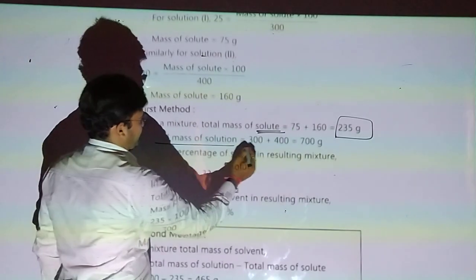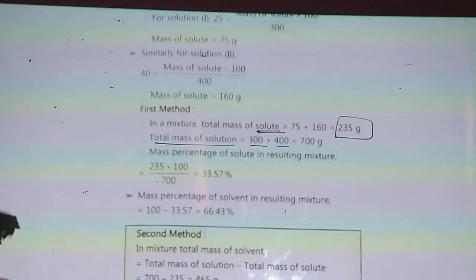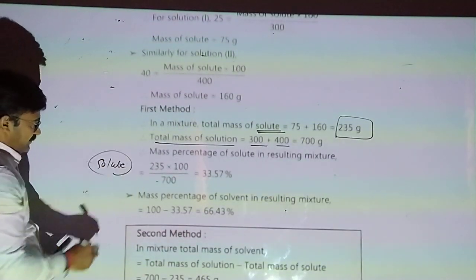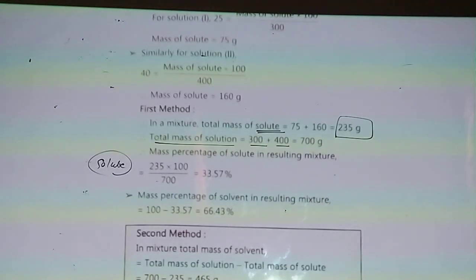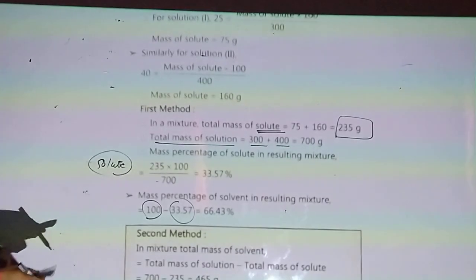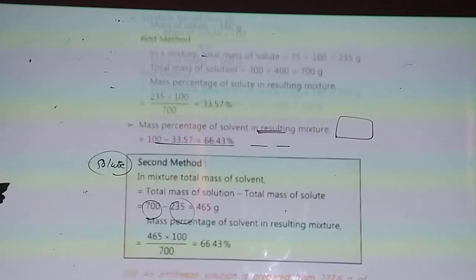Now total mass of solution, 300 plus 400, the total mass of solution is 700. So mass percent of the solute in the resulting mixture: 235, the mass of solute, into 100 upon 700, it gives 33.57. This is the mass percent of the solute. For getting mass percent of solvent, 100 minus 33.57 gives 66.43.